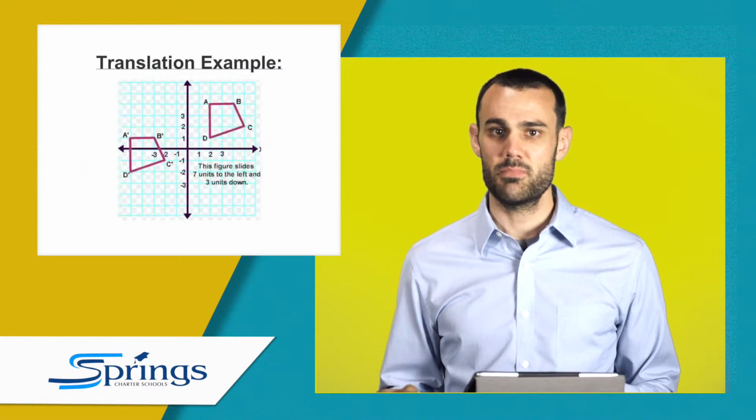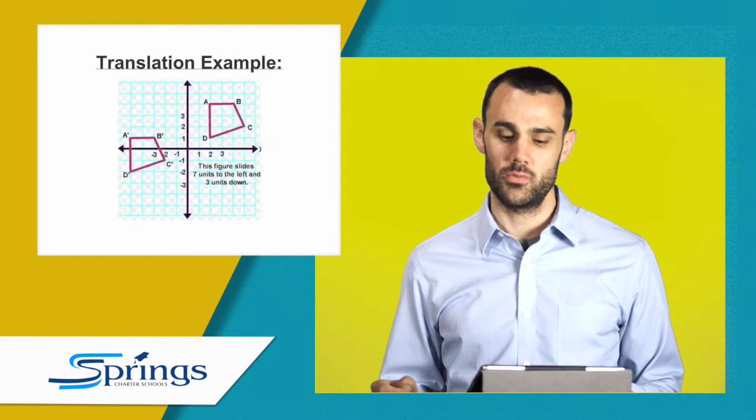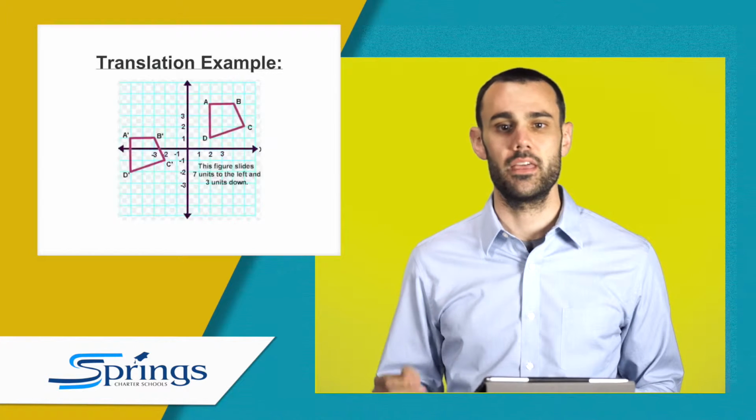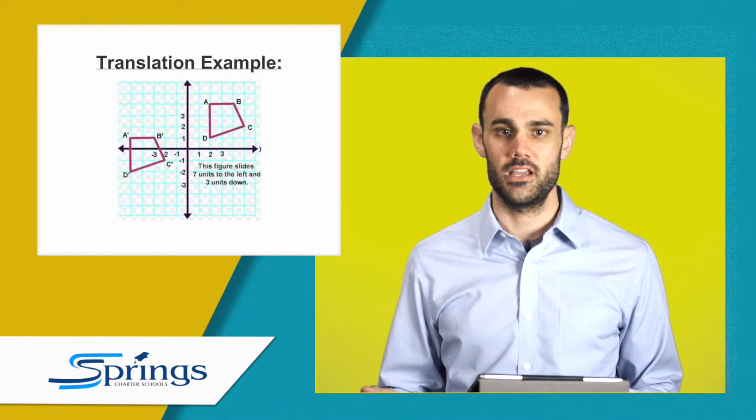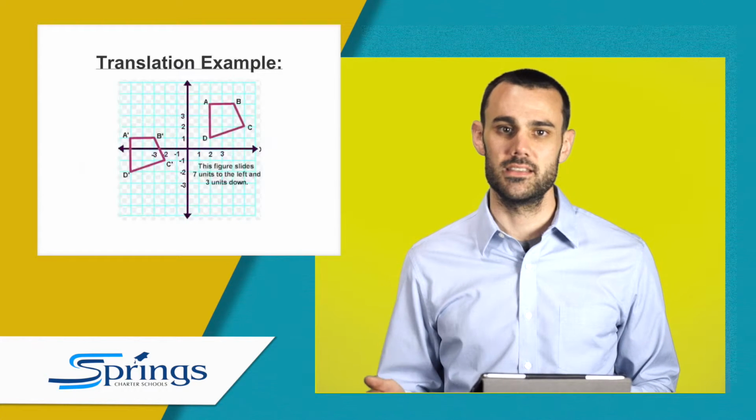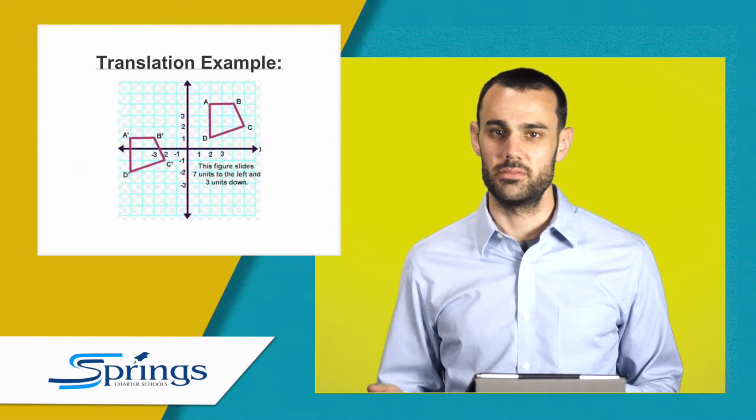Now if we take each of these points on our original shape here in quadrant 1 and move them 7 units to the left and 3 units down, we will get what we call our new shape or our secondary shape. So the original shape has been translated to another place on the coordinate plane.